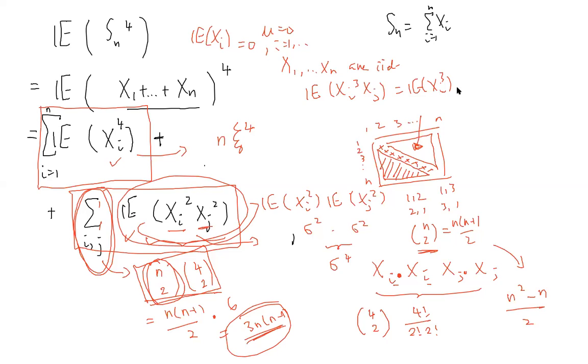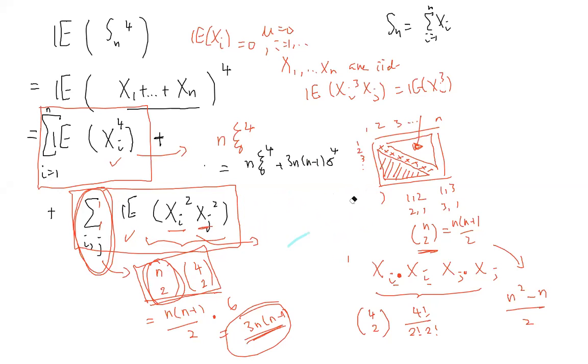So once you have these two results, you know that this expectation is equal to n psi to the power of 4 plus 3n times n minus 1 sigma to the power of 4. Okay. Now over here, we want to form an inequality. So over here, this is bounded by kn squared, where k is a constant.